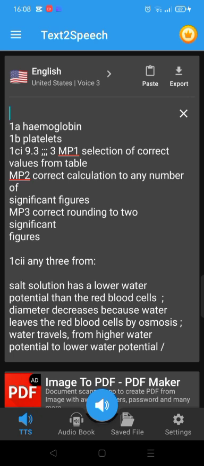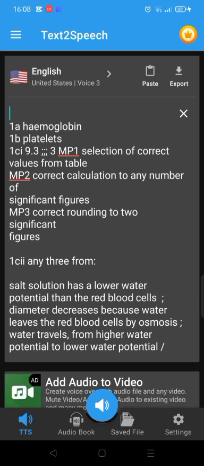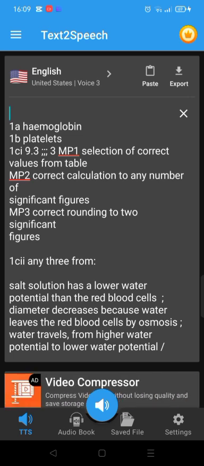1B any 3 from, for ion uptake, absorption: Ion concentration lower in the soil than in the root cell. Movement against the concentration gradient. Creates a water potential gradient. Named example of ion, e.g. nitrate, magnesium.